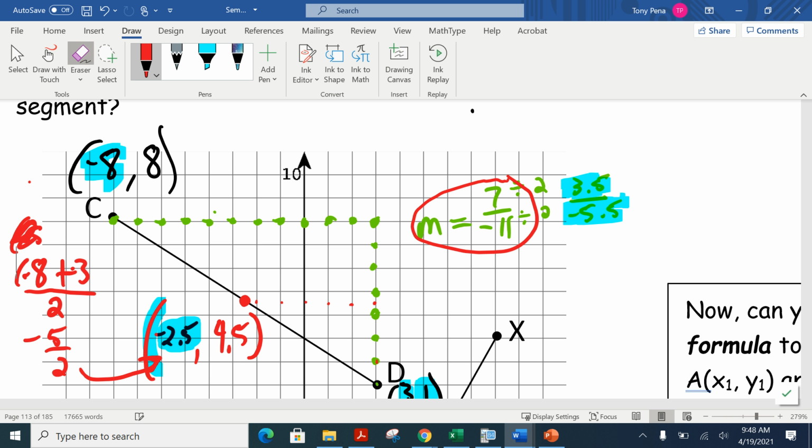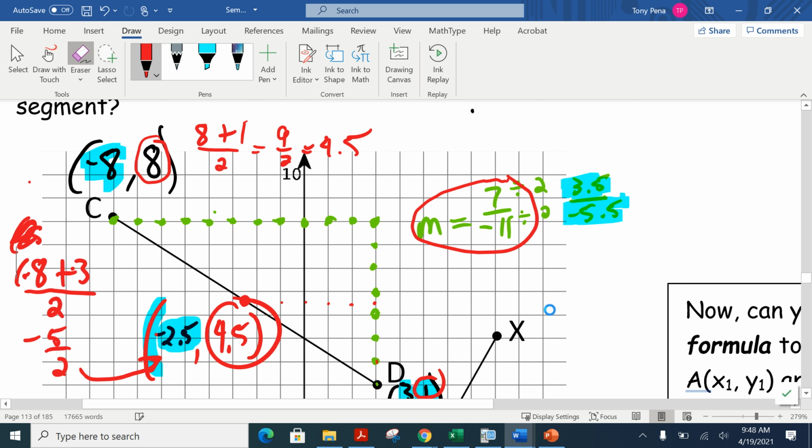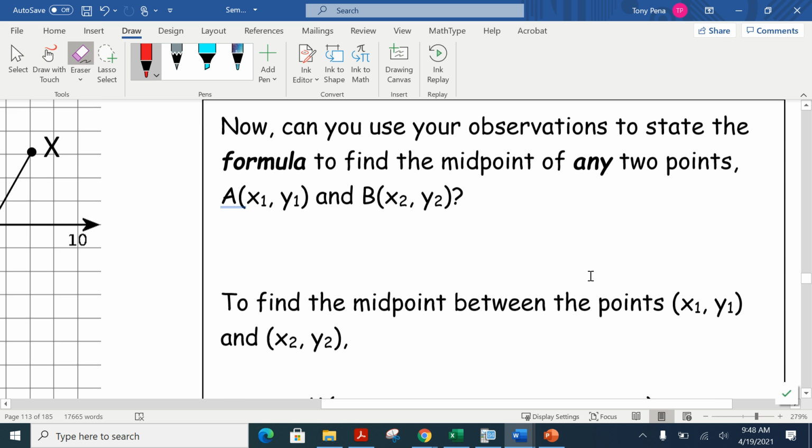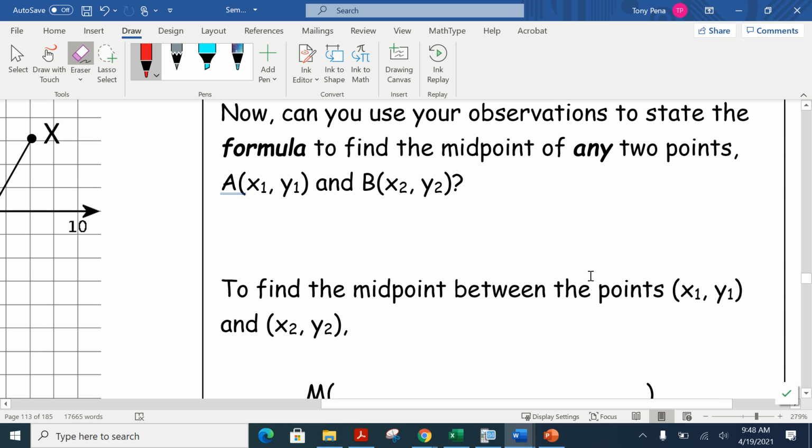Do the same thing with your Y coordinates. Take this Y coordinate of 8, add the other Y coordinate of 1, cut that in half, isn't that 9 halves, which is 4.5? Isn't that the Y coordinate that we got for our midpoint? So aren't we really just looking for the middle X value, the middle Y value? So that when these are slanted lines and they don't work out nicely like this one, we should be able to do this a little bit quicker.